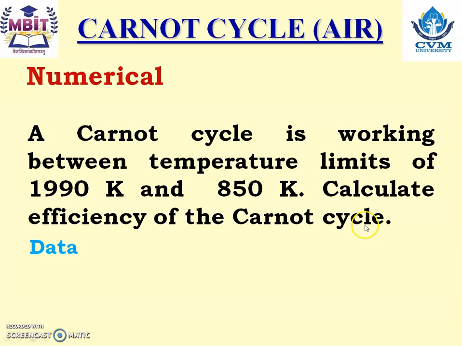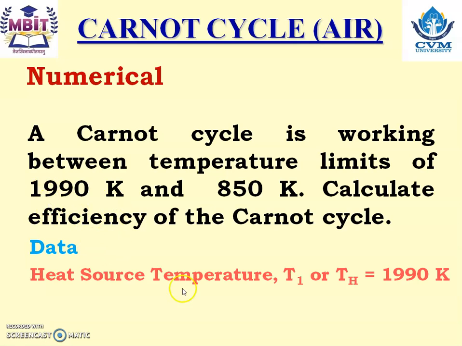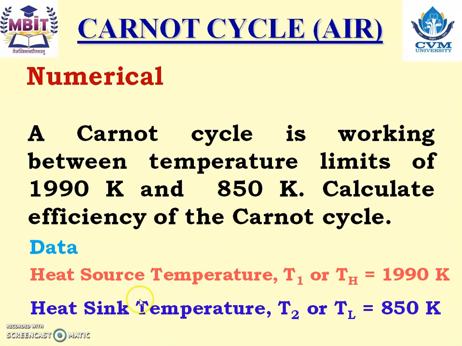So they have given us the two temperature limits. One is 1990 Kelvin and another one is 850 Kelvin. Out of these two temperatures, which is the temperature of heat source and which is the temperature of heat sink? Yes, the heat source temperature is 1990 Kelvin, that is T1 or TH, and 850 is the temperature of heat sink, represented by the symbol T2 or TL.